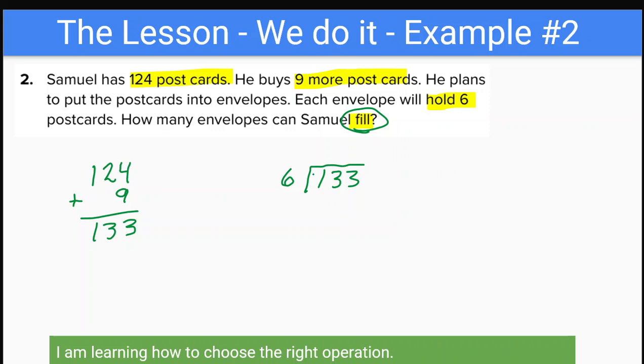So kids, I'm going to let you figure this one out for yourself right there. Take 133, divide it up into groups of 6. The quotient is going to be your answer, and the remainder we're just going to ignore because it doesn't tell us to do anything with the leftover ones. But right now you're learning how to choose the right operation to solve a multi-step word problem.